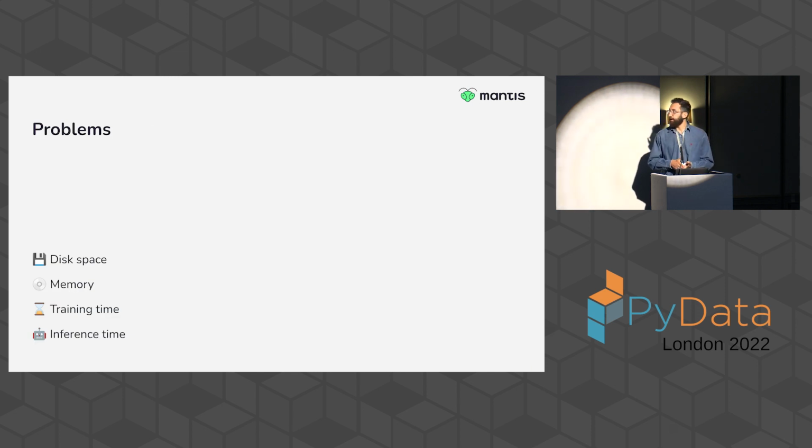When working in this setting of extreme multi-label classification, there are four main challenges that we have to overcome in order to work around this scale. These are the amount of space models tend to take on disk, the memory you need to load the data and the models as you're training, the time it takes to train, of course, and also inference time sometimes, depending on how you're applying the model.